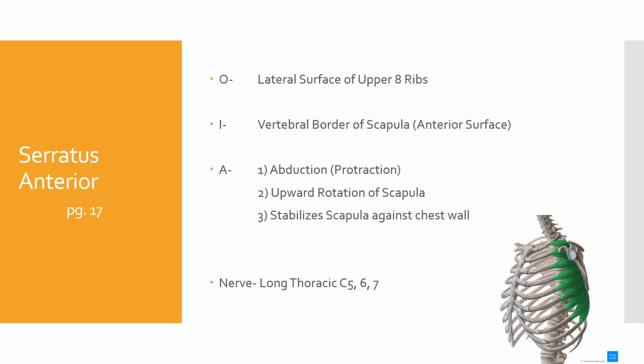Serratus anterior, origin, lateral surface of upper 8 ribs. Insertion, vertebral border of scapula, anterior surface. Three actions include abduction or protraction, as well as upward rotation of scapula, and serratus anterior also stabilizes the scapula against chest wall.